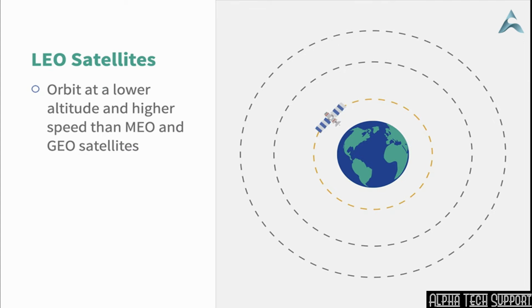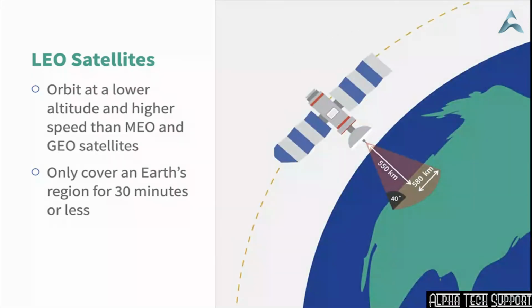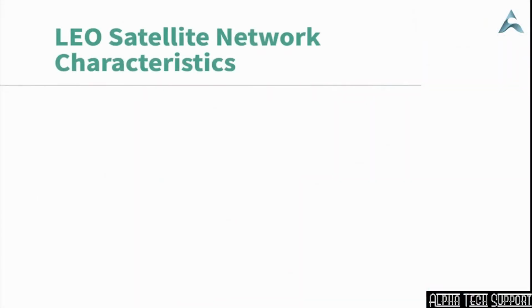Due to the constant motion of satellite, one LEO satellite can only cover a region of the Earth in 30 minutes or less. The coverage area of the region is dependent on different factors, such as inclination, altitude, elevation, and the radio link parameters. For example, we can estimate a radius of 580 kilometers for a LEO satellite coverage at an altitude of 550 kilometers with an elevation of 40 degrees.